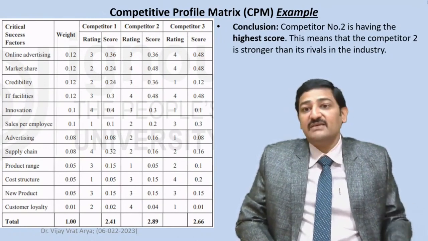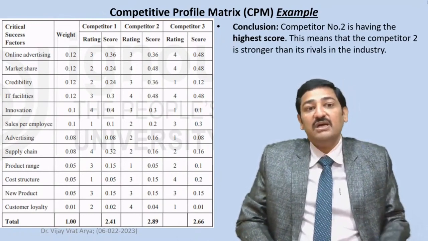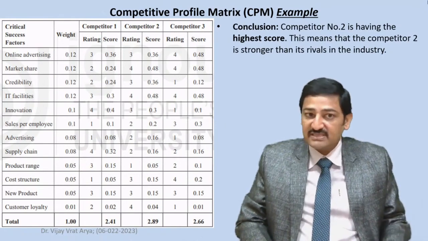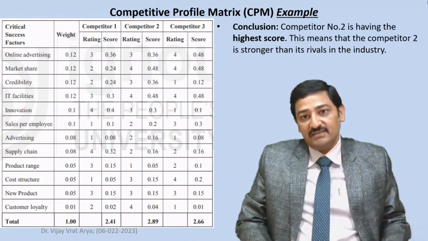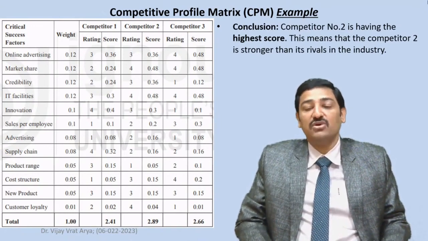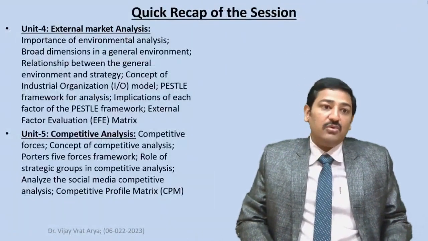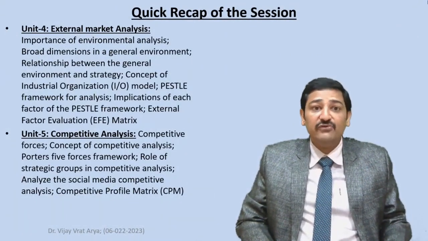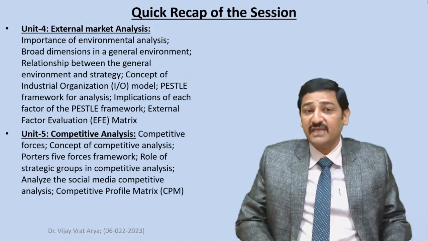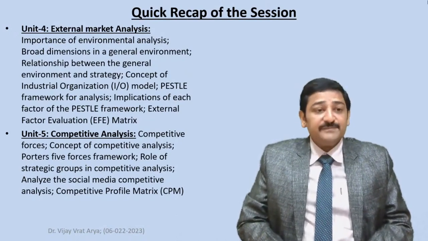And in this example, as we have just concluded, competitor number two out of the three competitors analyzed is in a good position since it has the highest score, and it means it is stronger than its rivals in this particular industry. Now we have reached the end of the session, and therefore I need to have a quick recap of what we have discussed in today's session.